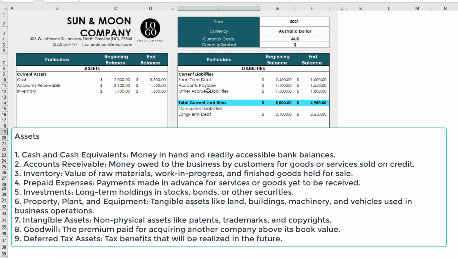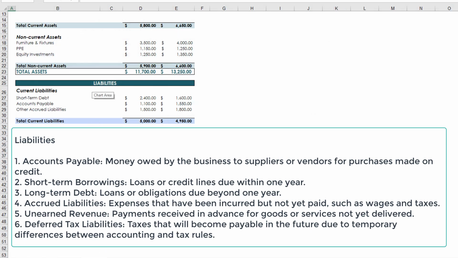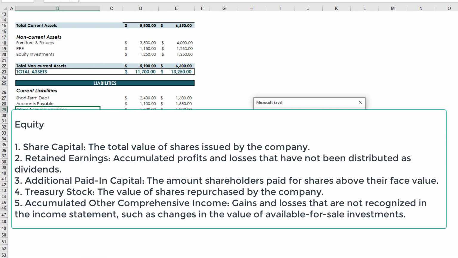The first step is to gather the necessary financial information. This includes information on the company's assets, liabilities, and equity. You will need to have access to the company's financial records, including its income statement, cash flow statement, and general ledger. Next, you will need to classify the assets and liabilities as either current or non-current.